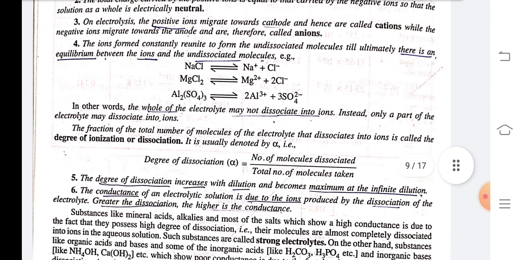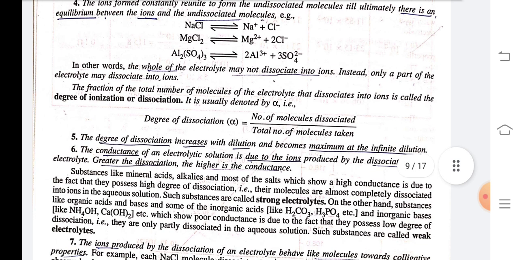3. On electrolysis, the positive ions migrate towards the cathode and hence are called cations, while the negative ions migrate towards the anode and are therefore called anions. 4. The ions formed constantly reunite to form the undissociated molecule till ultimately there is an equilibrium between the ions and the undissociated molecule. Example: NaCl ⇌ Na+ plus Cl−, MgCl2 ⇌ Mg2+ plus 2Cl−, Al2(SO4)3 ⇌ 2Al3+ plus 3SO4 2−.